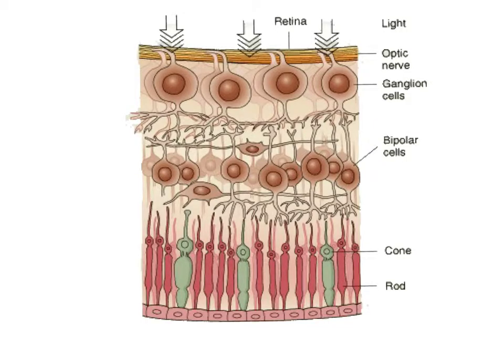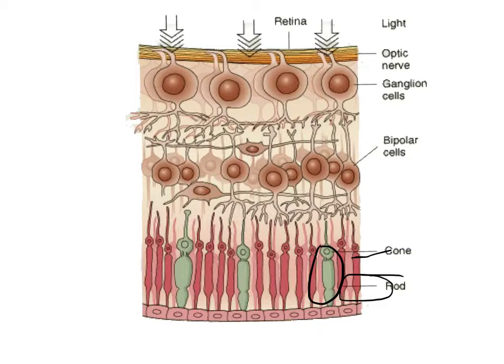The rods pick up less light and color, so they are used for night vision. Rods are these little red ones right here. And cones, the other ones, the little green ones here, are used normally for day vision.